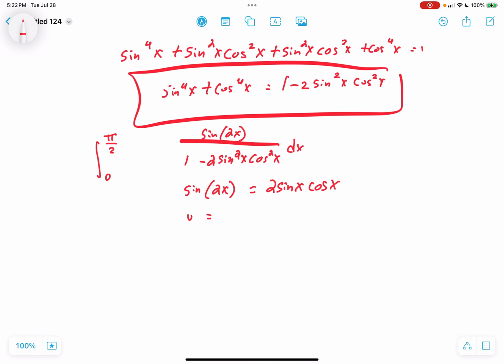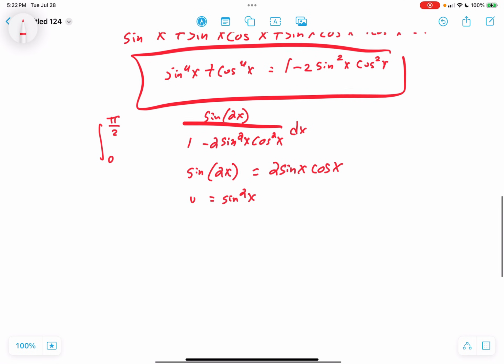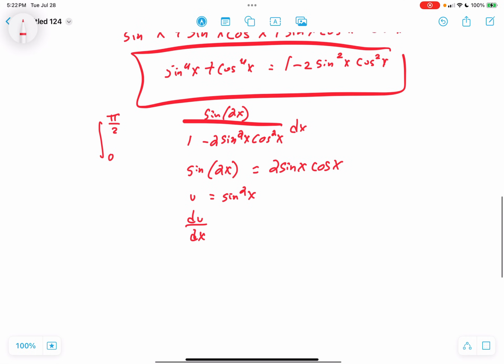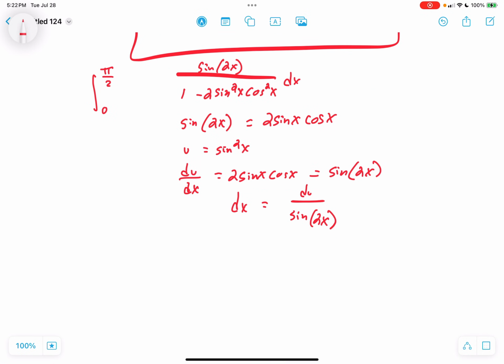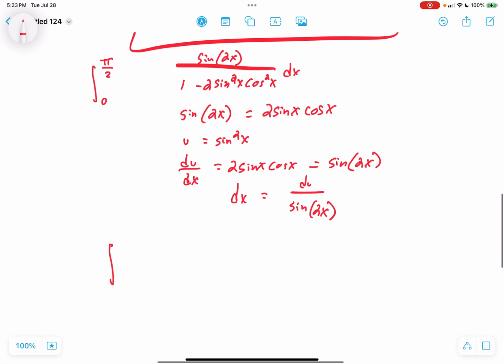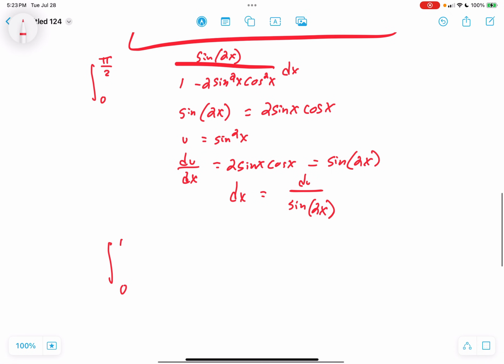So I say u equals sine squared x, and then du dx equals 2 sine x cosine x, which, if I want to, can express as sine of 2x. And therefore, dx equals du over sine of 2x. Now look at how helpful this is going to be. So this is going to become the integral from sine squared of 0. It's just going to be 0. Sine of pi over 2 is 1. 1 squared is 1. And now notice my sine of 2x's cancel out, so I get 1 over 1 minus.